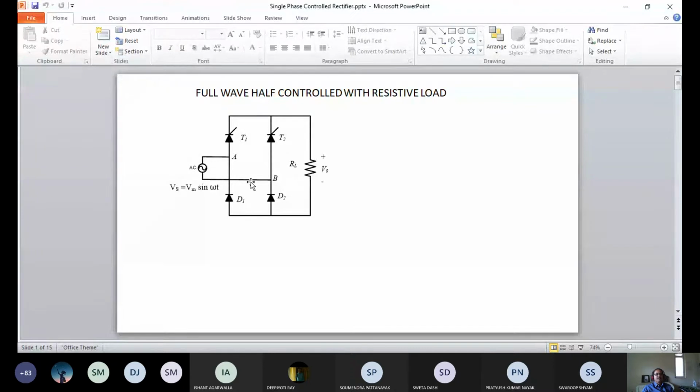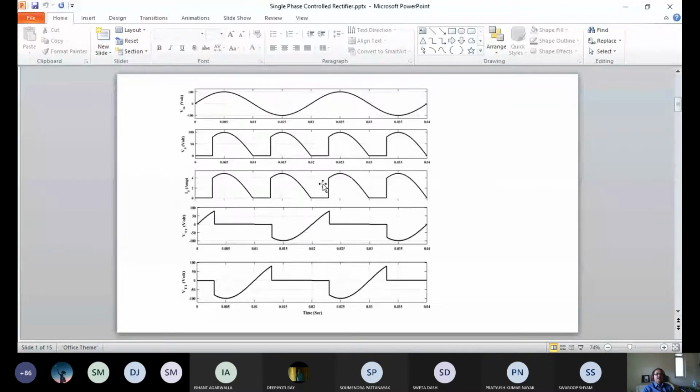So just see the current here. In the first half, current enters here at A, through T1, source, D2, and back to source via point B. In and it is out here. Now, when these two are conducting, this is in here and out here. That means the source current is alternating. This current will be negative, right? Same current waveform, but one half is negative, alternating.